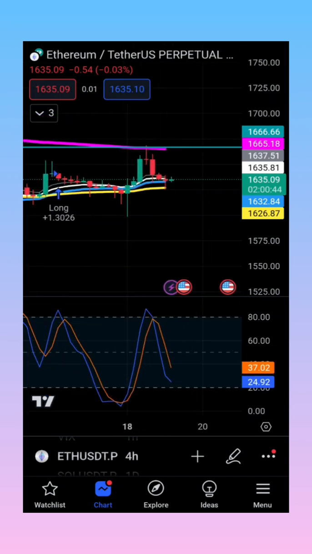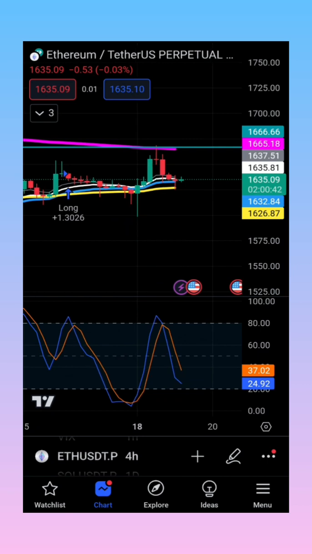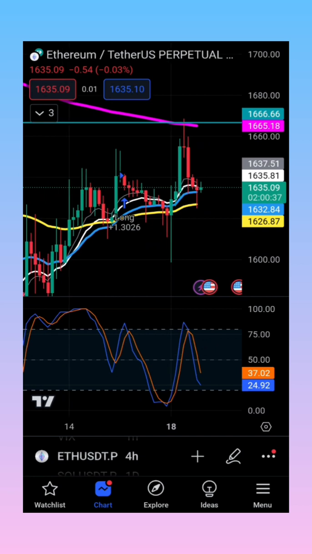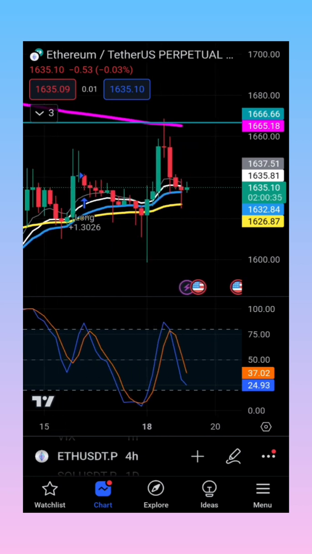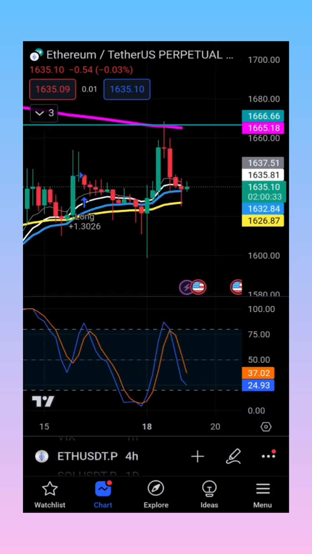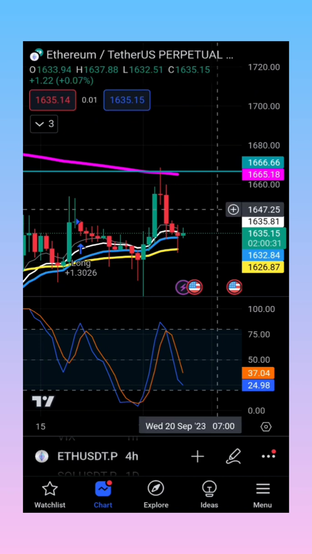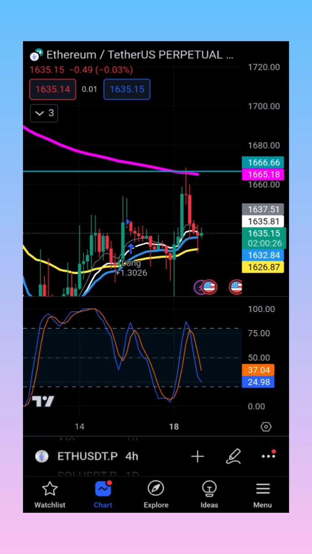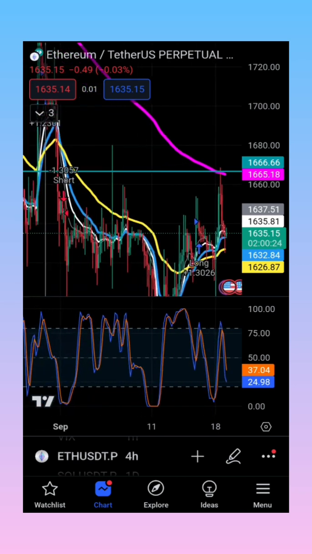We have Ethereum here on the 4 hourly chart. Well, Ethereum had that move up like Bitcoin. It was a nice move up all the way up to that level that I've had for a long time. I've been telling you guys 16666.66. I've had that level for a while, and Bitcoin has been respecting it.